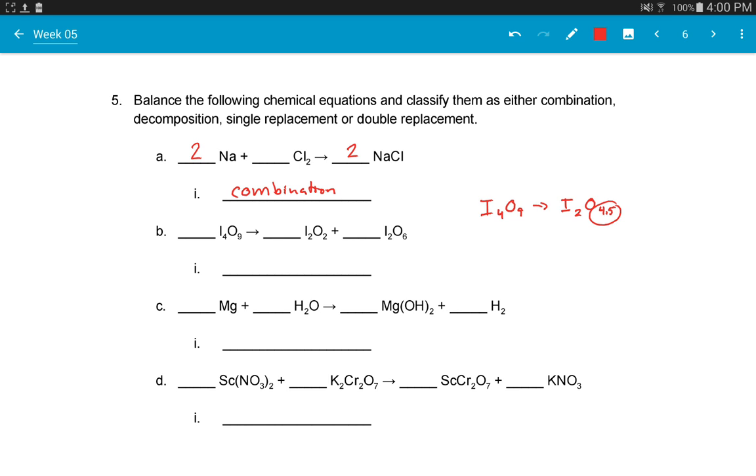So if I needed 3 and 5, that would give me 6. So 3 times 2 is 6. 5 times 2 is 10. That would give me 16 iodines on this side. I could go through and call that 4 of the I4O9s on the other. This gives me 16 iodines on both sides. Now, if I look, the 4 times 9 is 36 oxygens on the reactant side.